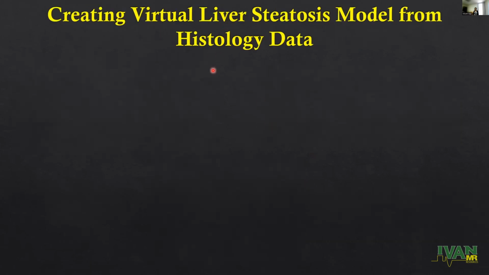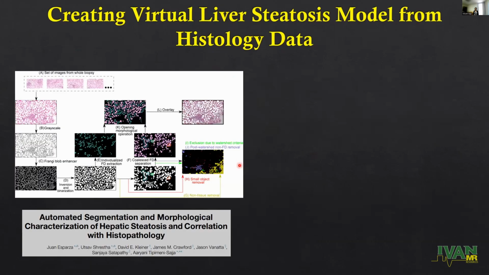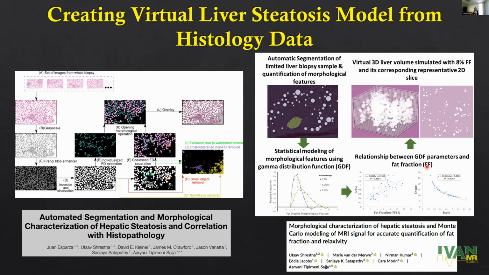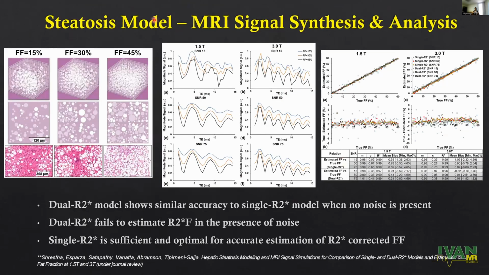Similarly, we built our steatosis model, but for this, we didn't have previous studies that characterized the morphology of steatosis. So we had to do it by ourselves. We collected all the histology images and quantified the fat droplets, the size and the distribution. These are the different parameters we quantified. Then we created our own steatosis models from the histology. And these are the synthesized MRI signals, and we investigated our model behavior using these simulated data.